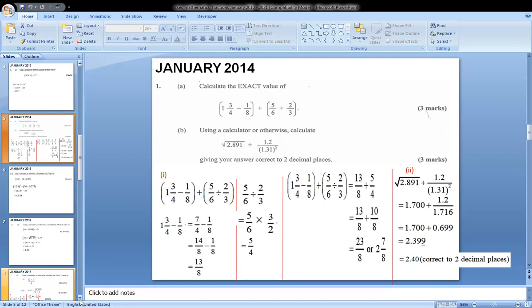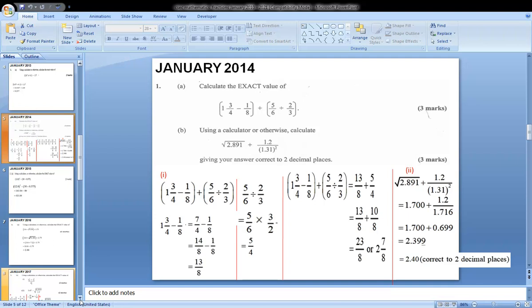5/6 divided by 2/3. So we change the division to multiplication, and then we invert or flip our fraction. So the 3 becomes our numerator and the 2 becomes our denominator. So 5/6 times 3 over 2, we cancel or bring to its lowest terms. 3 into 3 goes 1 time. 3 into 6 goes 2 times. So we're left with 5 multiplied by 1, which is 5, and 2 multiplied by 2, our denominator is 4. So we now have 5/4.